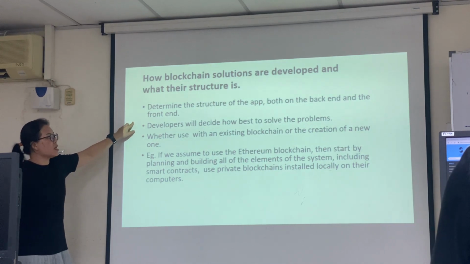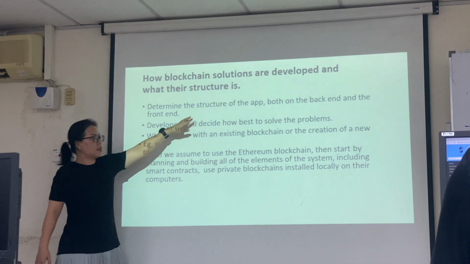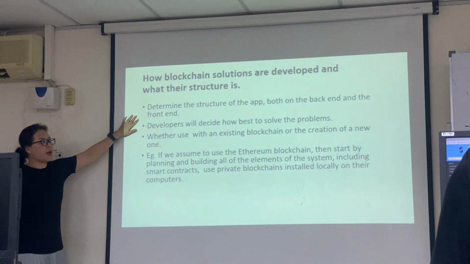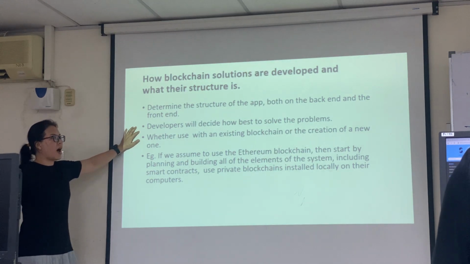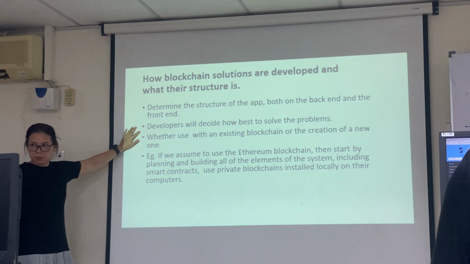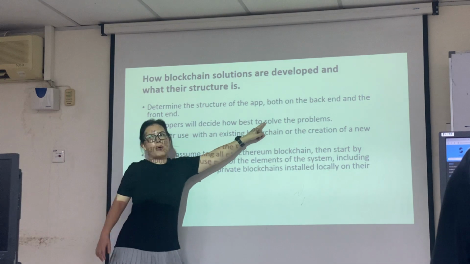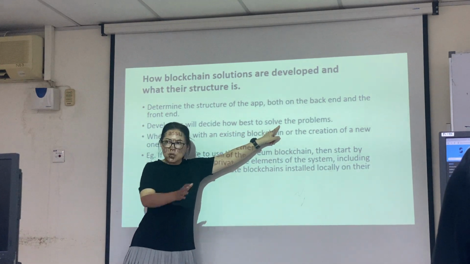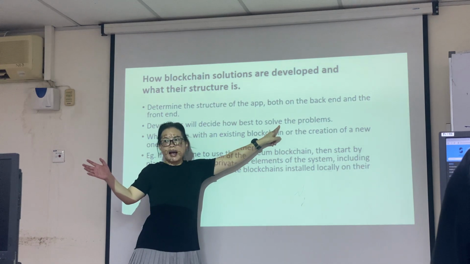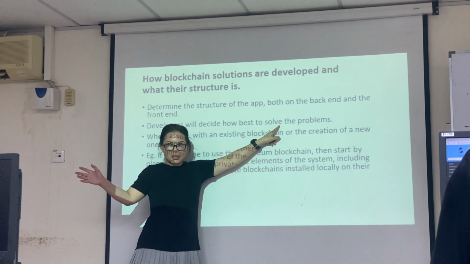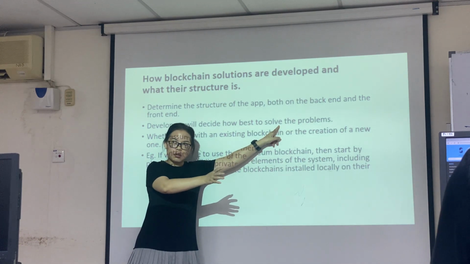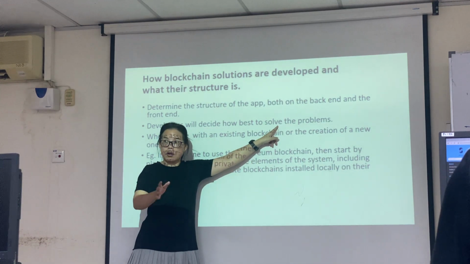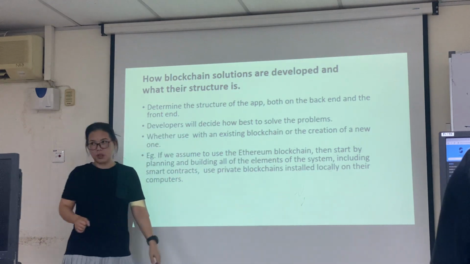Okay, so first thing, the structure of the application: you have the back end and also the front end. You, as the developer, need to decide how best to solve the problem. The client gives you a problem, and you need to decide whether to use client and server, or a peer-to-peer network, blockchain. Each has pros and cons that you need to evaluate.